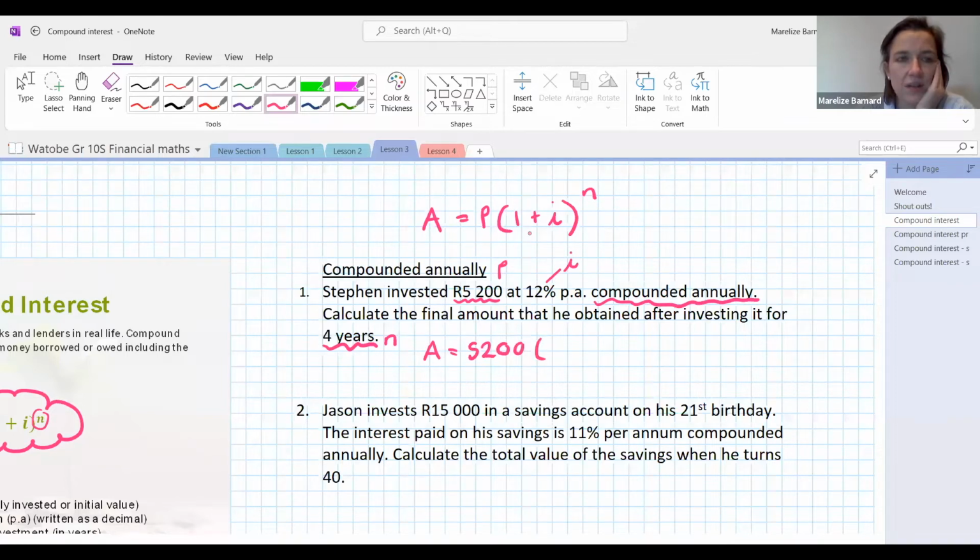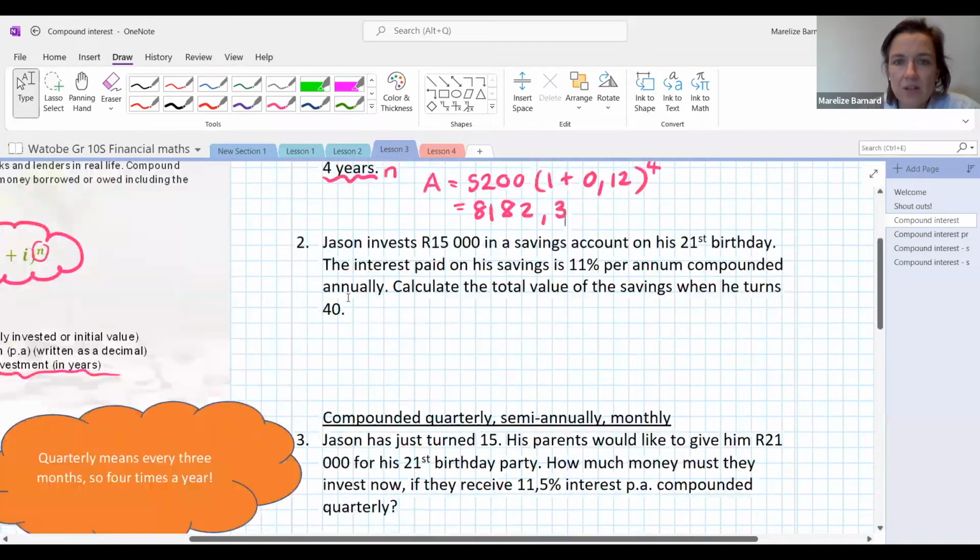So 5,200 is our principal amount, we change our interest rate to 12% and we raise it to the power of n, which is 4. Let's see some more answers. We are 55 strong, regardless of the load shedding. Well done, guys. Well done for persevering like this. Okay, so we get 8182.3. Wonderful.